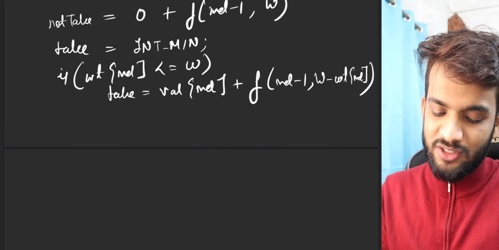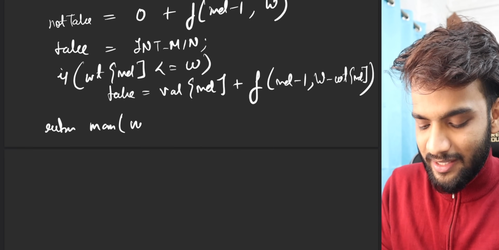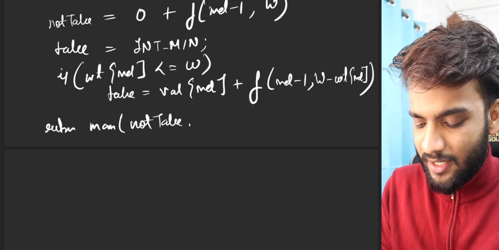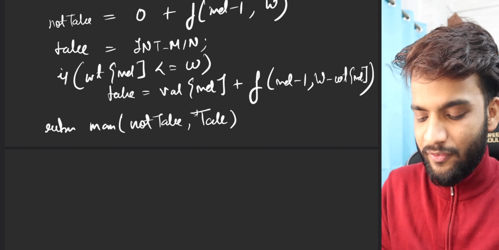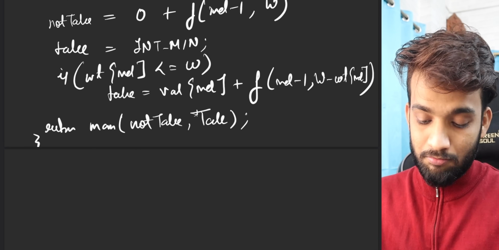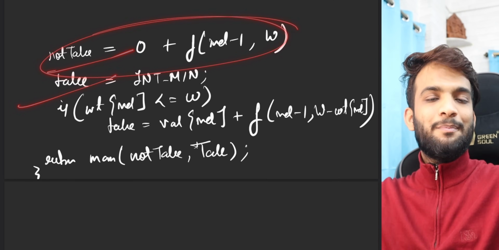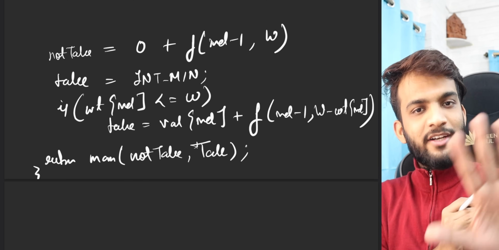And what did the question say? Give me the maximal value. So there are two choices, either not take or take. So whichever choice gave you the maximal, you will directly return it. So that's a very simple one, and we have been doing this not take and take in all the DP on subsequences. Just a slight change of pattern.